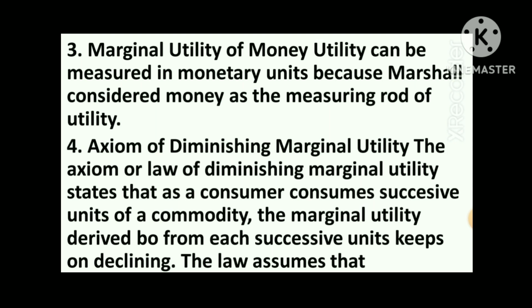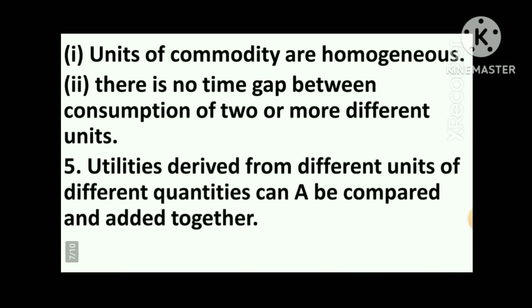Axiom of diminishing marginal utility. The law of diminishing marginal utility states that as a consumer consumes successive units of a commodity, the marginal utility derived from each successive unit keeps on declining. The law assumes that units of the commodity are homogeneous, there is no time gap between consumption of two or more different units, and utilities derived from different units of different quantities can be compared and added together.